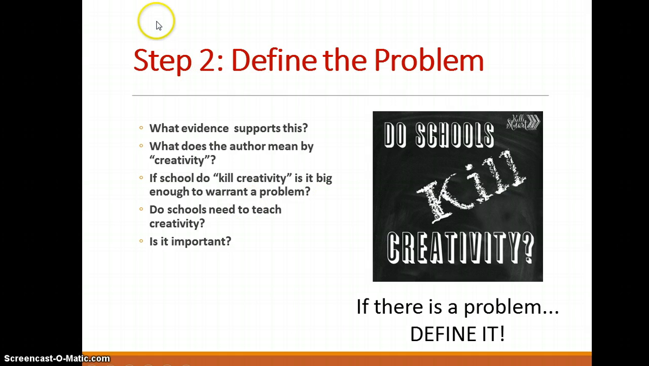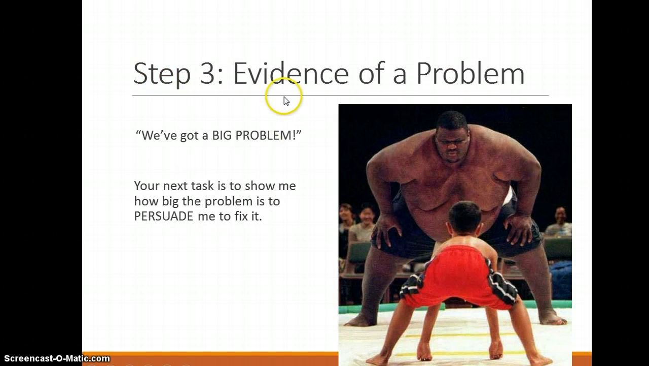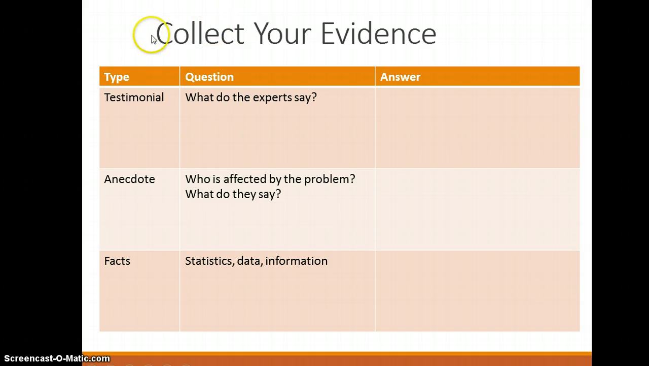So in figuring out what your problem is, you have to narrow it down to say, what is the problem exactly? Then in step 3, you have to give evidence of a problem. You have to show that it is indeed a very big problem. And by showing me it's a very big problem, you're going to be, in essence, persuading me that I need to fix it.